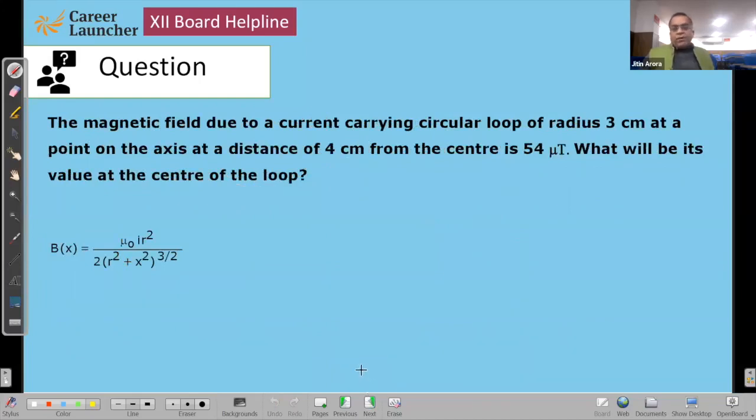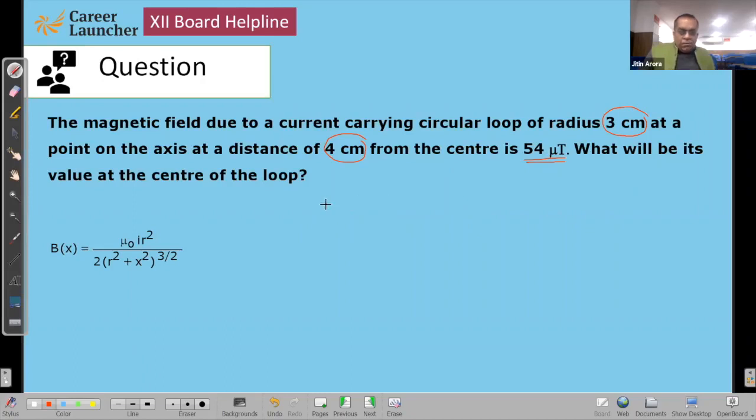Now let's look at one more question. The magnetic field due to a current carrying circular loop of radius 3 centimeters at a point on the axis at a distance of 4 centimeters from the center is 54 microtesla. What will be its value at the center of the loop?